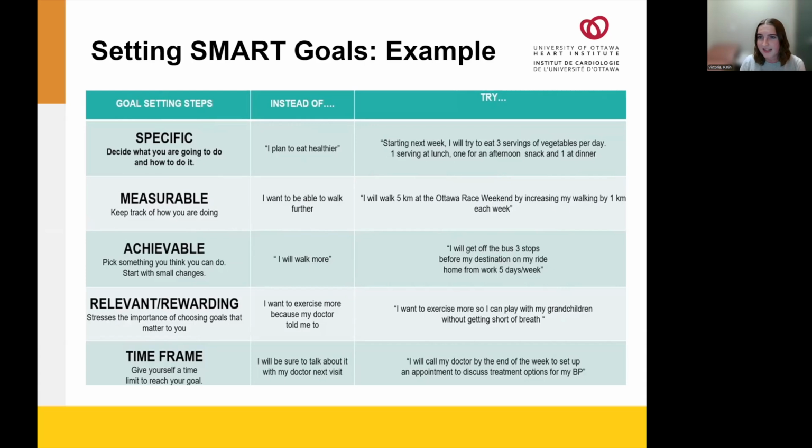And then, like we already discussed a little bit, having a time frame or a deadline. So instead of saying, I will be sure to talk about it with my doctor at our next visit, you could say, I'm going to call my doctor by the end of the week and then try to set up an appointment for treatment options. So, of course, you may not get in by the end of the week, but you're getting the ball rolling, right, by reaching out to your doctor's office and trying to set up that appointment.